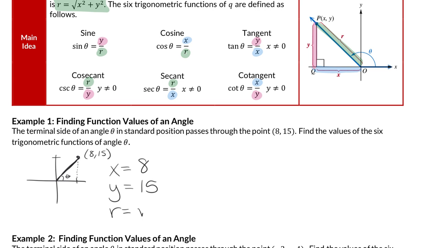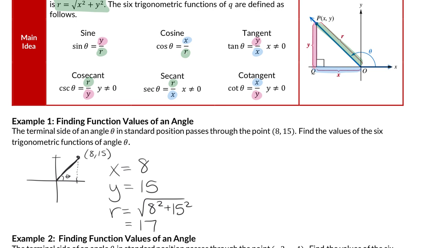X squared plus y squared. So this is a moment where we would probably want to use a calculator. We're going to find the square root of 8 squared plus 15 squared. If the number comes out to be a decimal, you're going to back up and leave it in radical form. This one doesn't. When you do 8 squared plus 15 squared, it's 289, and the square root of 289 is 17.